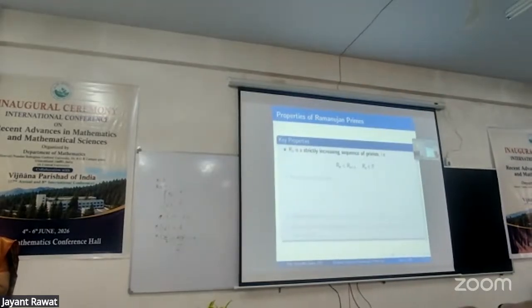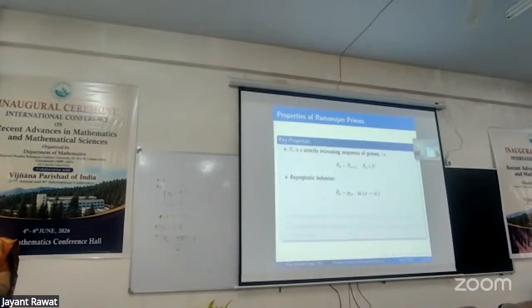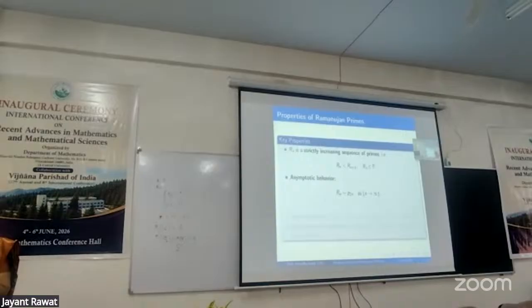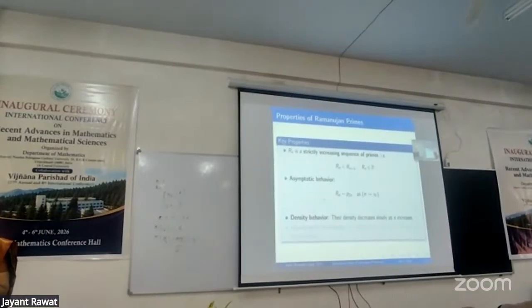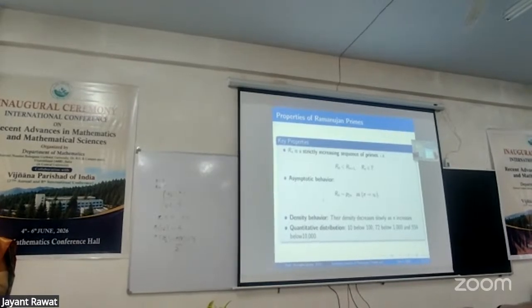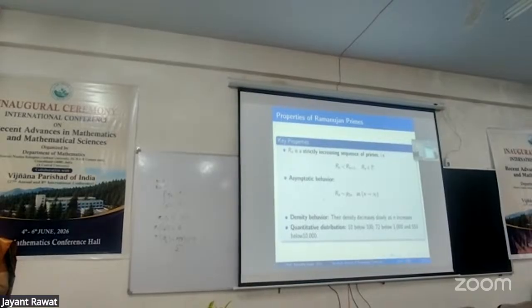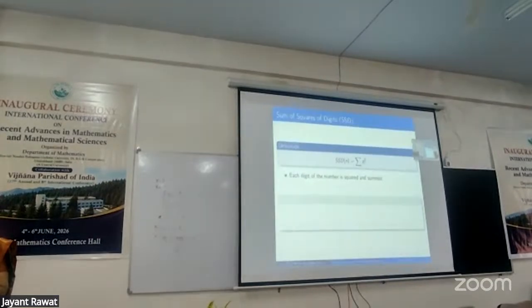The sequence of prime numbers, this is strictly increasing. Its asymptotic behavior is that Ramanujan primes approach the prime p of 2n as n tends to infinity. The density behavior is that density decreases slowly as n increases. And we see that there are 10 Ramanujan primes below 100, 72 Ramanujan primes below 1000, and 559 below 10,000.